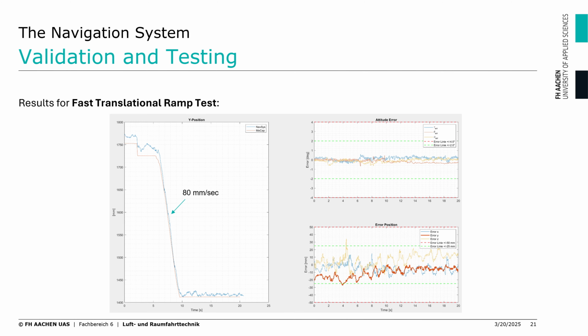Now we come to the results of the translational ramp test. On the right-hand side, we again see the errors in position and attitude, and on the left-hand side, we see the ramp movement performed in the y-axis. The ramp was carried out at a speed of roughly 80 mm per second.